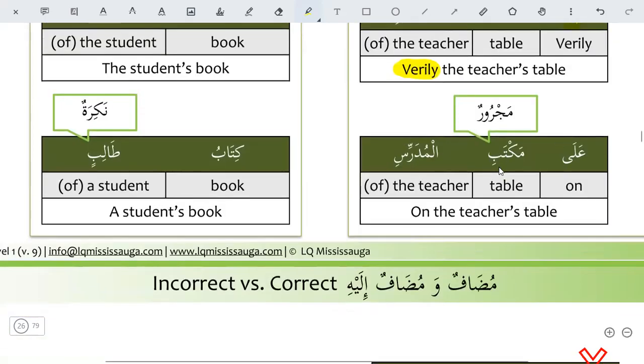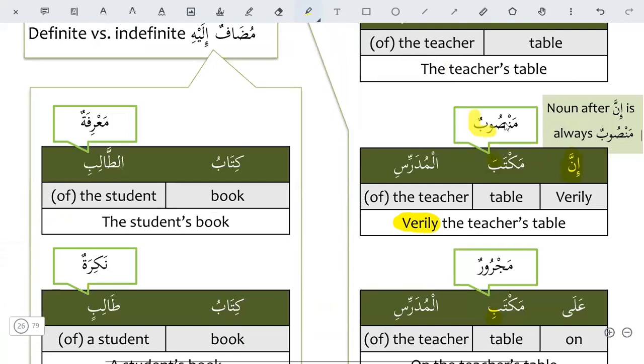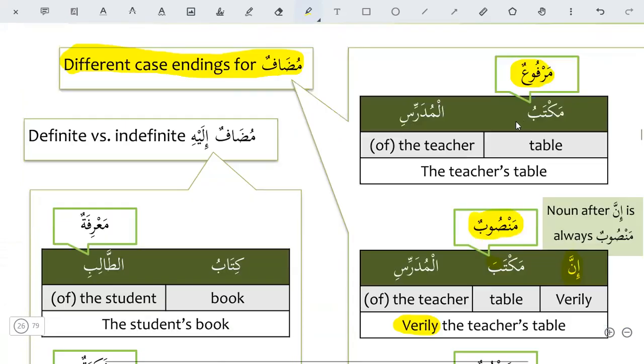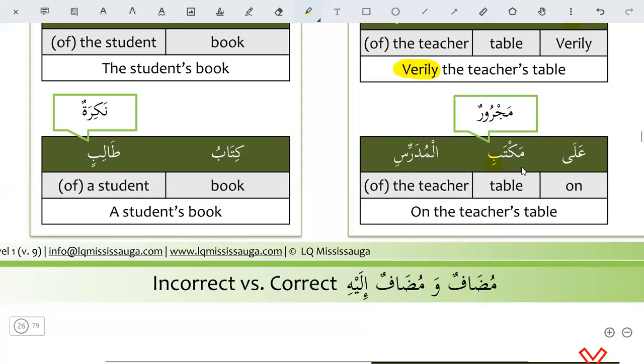And if there is a preposition before the mudaf, we have learned the noun preceded by a preposition is majrur. So if mudaf is preceded by a preposition, it will also be majrur. Ala maktabil mudarrisi, on the teacher's table. So these are the three endings of mudaf. First ending marfu maktabu. Second ending mansub maktaba. Third ending is majrur maktabi.